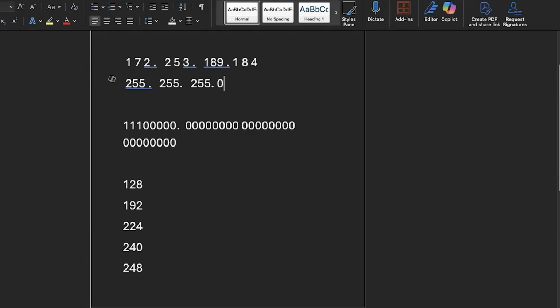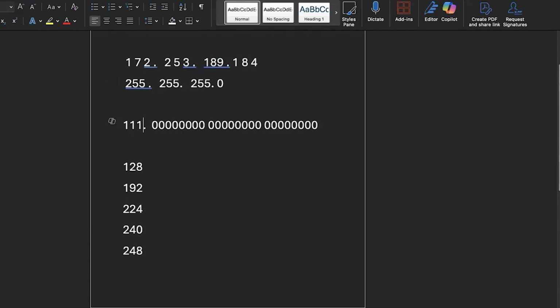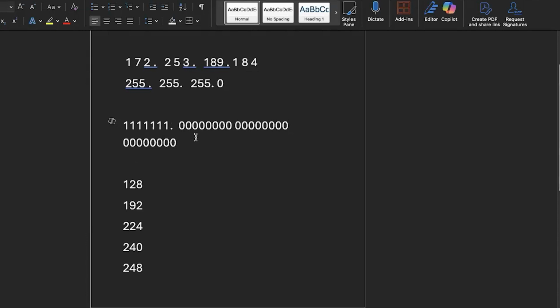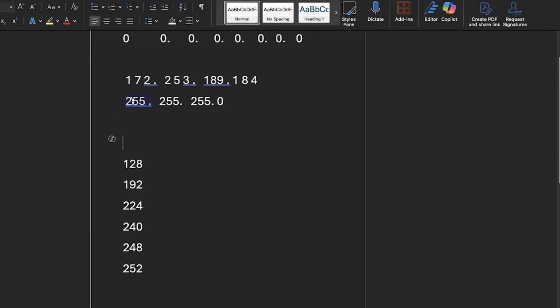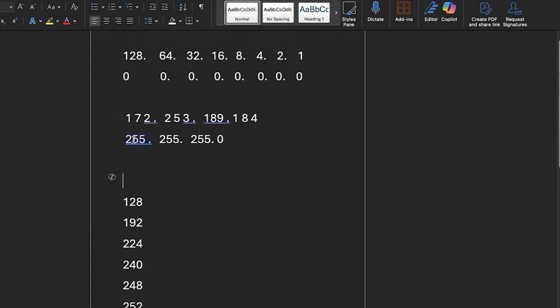What does this mean? This means that all these bits that are 255 are turned on. Just follow me. How do we know they're turned on? Because in order to get to this 255 number, you have to add all of these up, which means every bit is on.